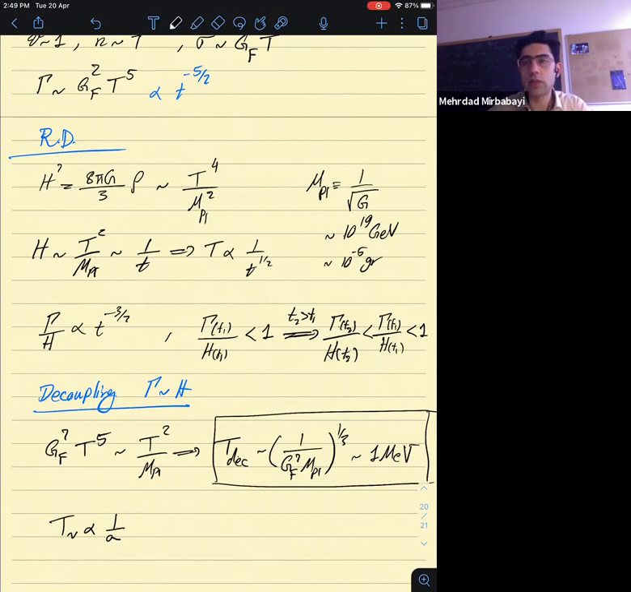We also know that this temperature before the decoupling was the same as the temperature of the rest of the standard model, in particular, the same as the temperature of the photons. So if nothing else happened afterward, the temperature of the neutrinos and the temperature of photons would be the same. They would both redshift as 1 over A. However, something will happen shortly after, and then these two temperatures will become different from each other.